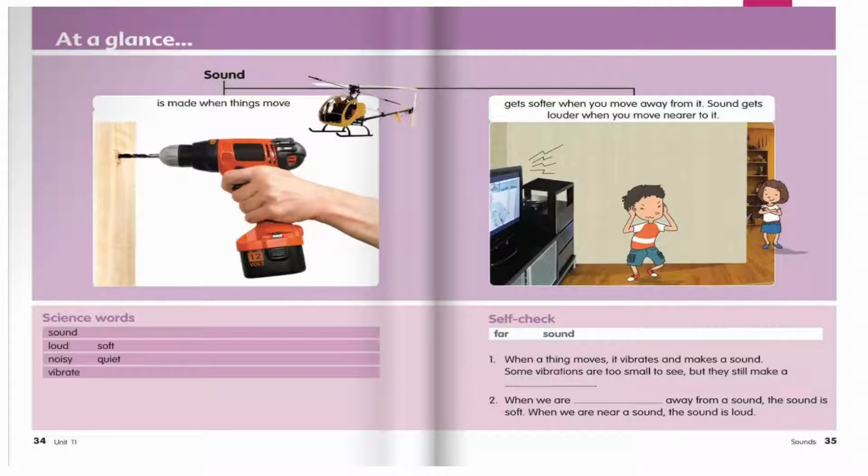And for the self-check section, you have to complete using the words far and sound. Number 1. When a thing moves, it vibrates and makes a sound. Some vibrations are too small to see, but they still make a sound. When we are far away from a sound, the sound is soft. When we are near a sound, the sound is loud.